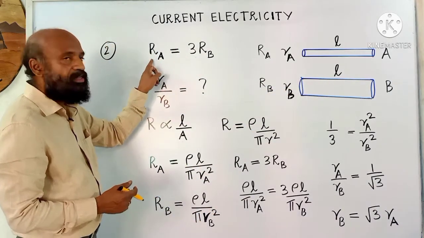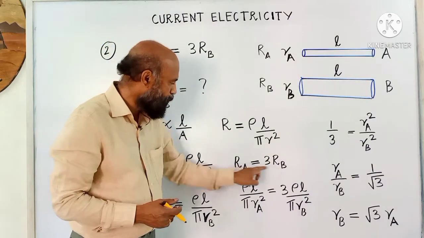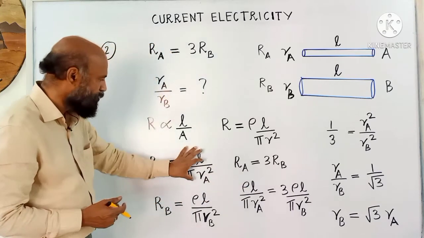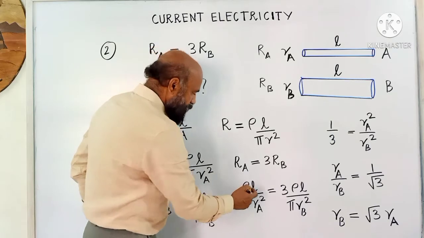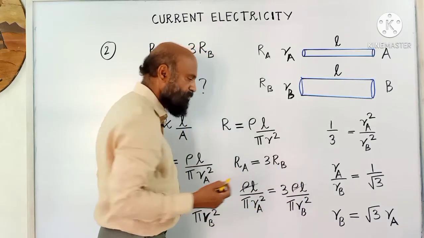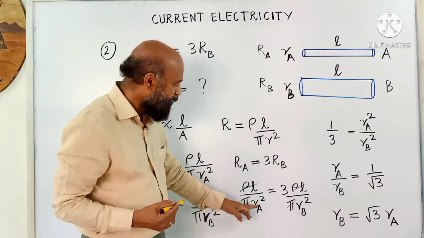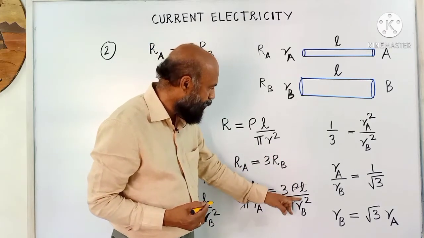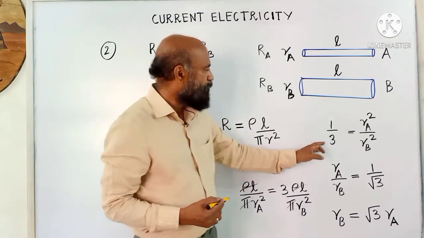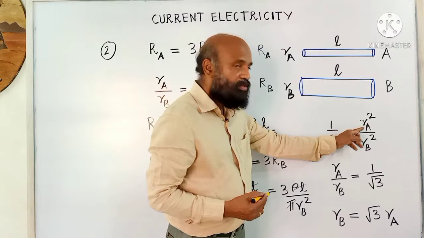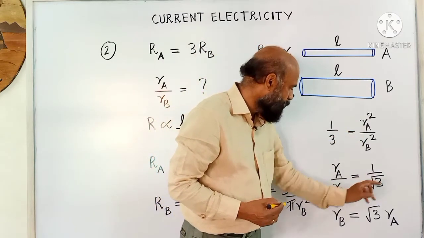Then the question is given RA is 3 times RB. For RA we can substitute this, for RB we can substitute this. Then cancellation: here rho L and this rho L will get cancelled. Then pi will get cancelled. After rearranging, ra square by rb square is equal to 1 by 3. When you take the square root, ra by rb is equal to 1 by square root of 3.